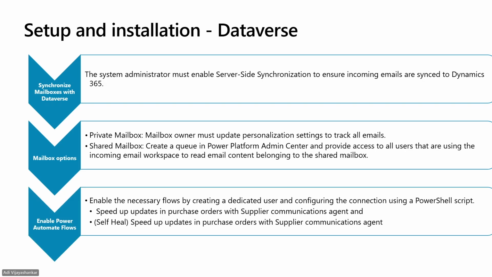After that, we need to enable the necessary flows by creating dedicated users and configuring the connection using a PowerShell script. We will provide that PowerShell script, which you need to run here. What it will do is create the flows such as speed up updates in purchase orders with supplier communication agent and self-heal speed up updates in purchase orders with supplier communication agent. It will ensure proper processing of incoming emails related to supplier communications.